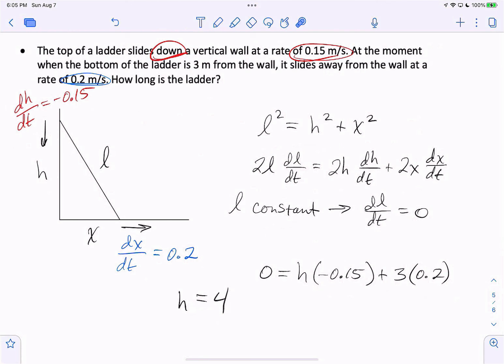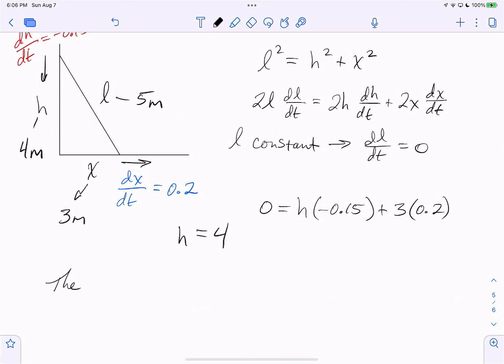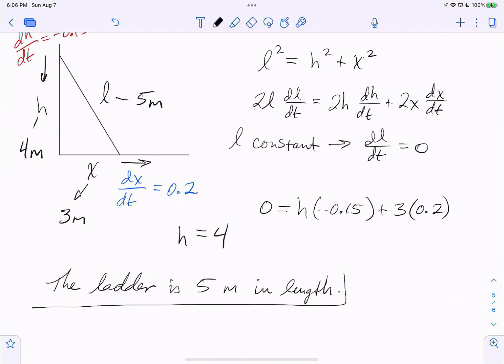This wasn't the question, though. That's the height of the ladder on the wall. We're asked for the length of the ladder. And if I have a triangle here, and I'm told that x is equal to 3 meters, and I find that h is equal to 4 meters, then the Pythagorean theorem tells me that the length of the ladder is equal to 5 meters. So the ladder is 5 meters in length.